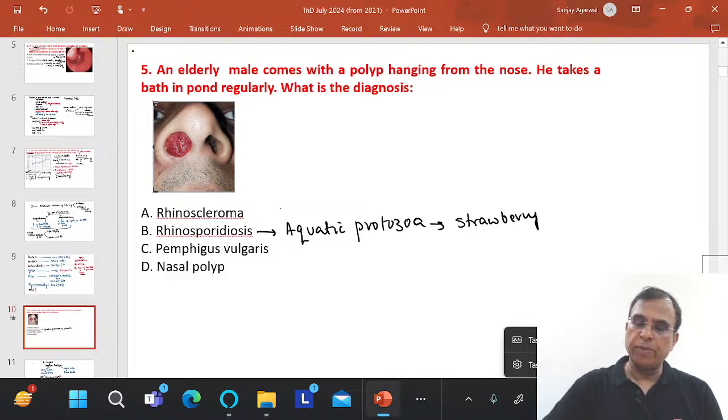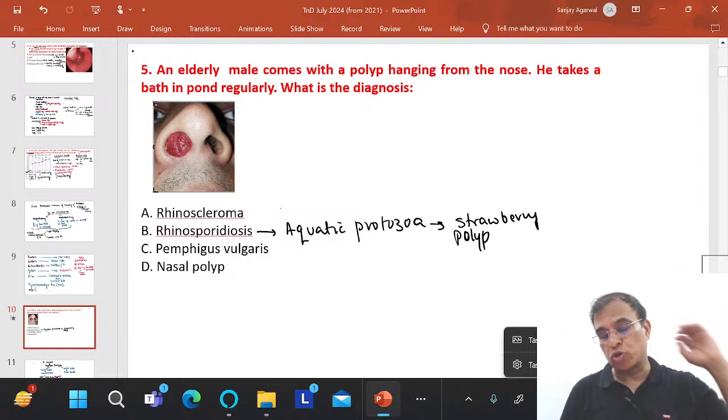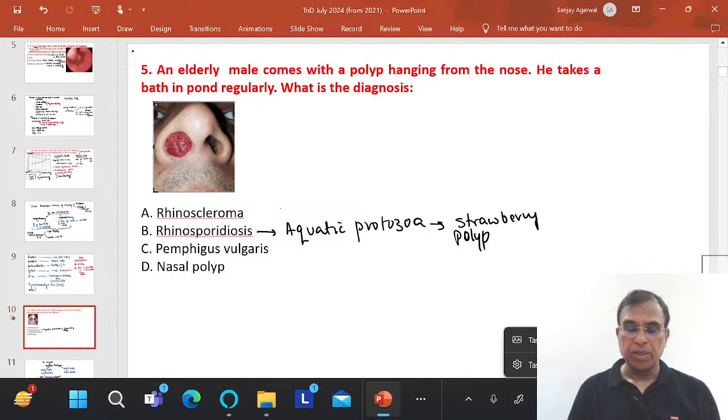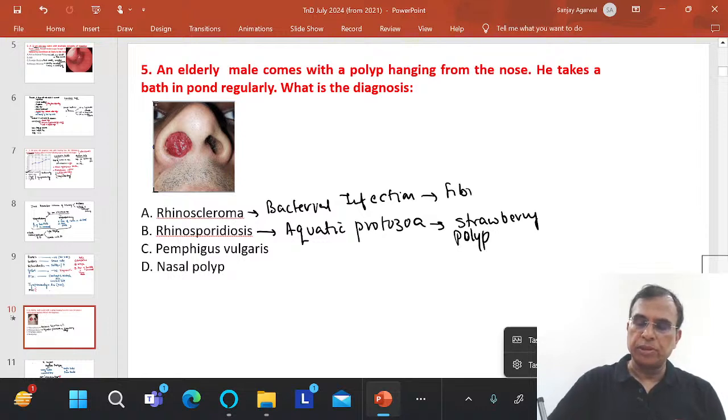It is called strawberry polyp because it is deep red like a strawberry, and if you look at the image, it is exactly that. It is strawberry polyp, deep red in color. Rhinoscleroma is a bacterial infection. And it has a fibrous tissue. There is a fibrosis of the nose.